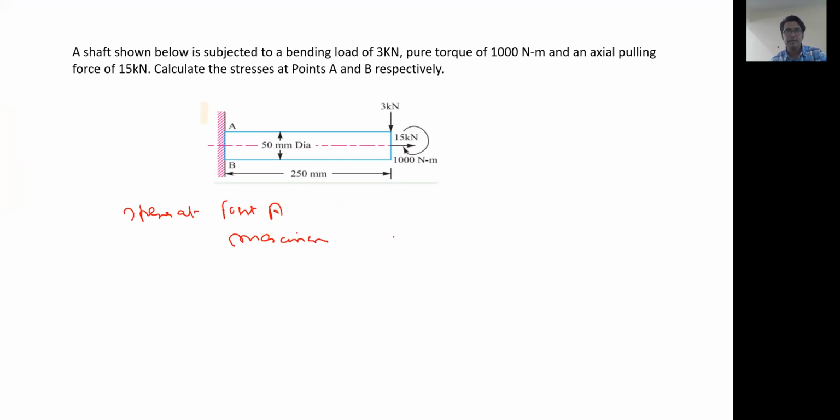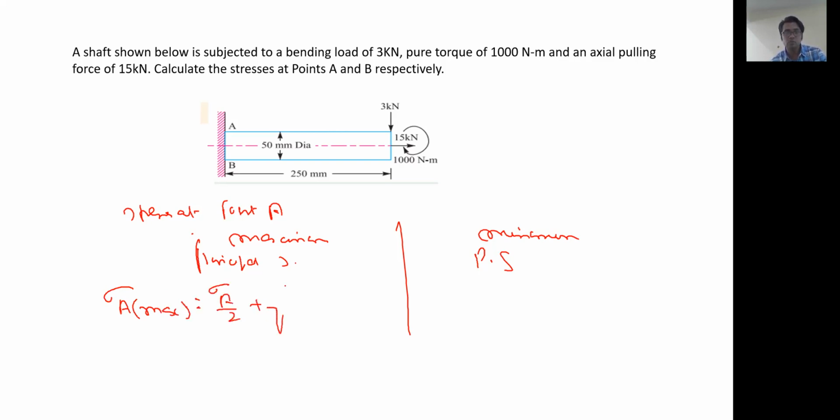Maximum and minimum principal stresses, in the short form. Okay, right? So here it will be sigma A max, which is sigma A by 2 plus square root of sigma A by 2 the whole square plus tau square. That's the equation to find the maximum and the minimum principal stress. And for the minimum, we can do sigma A by 2 minus square root of sigma A by 2 the whole square plus tau square.